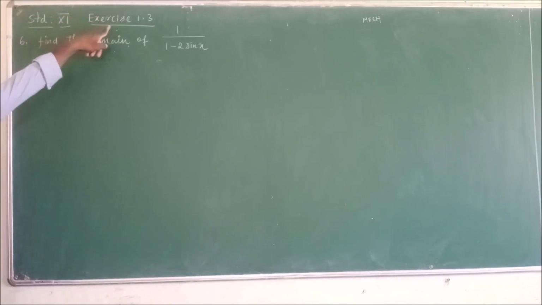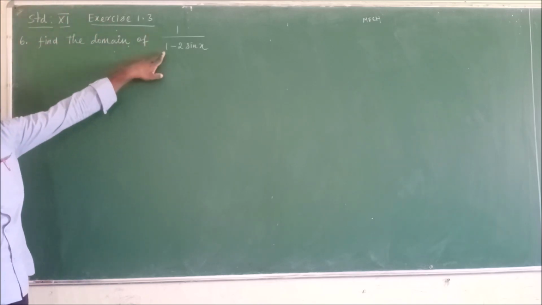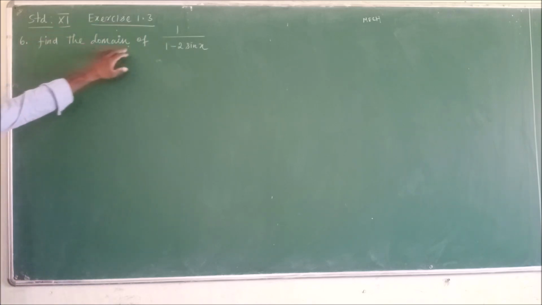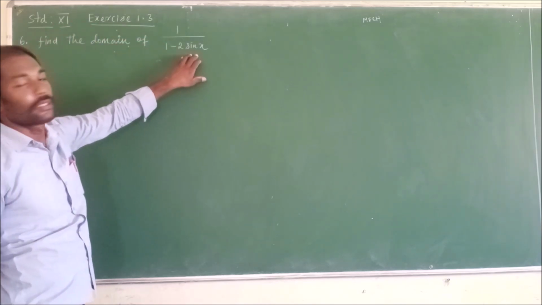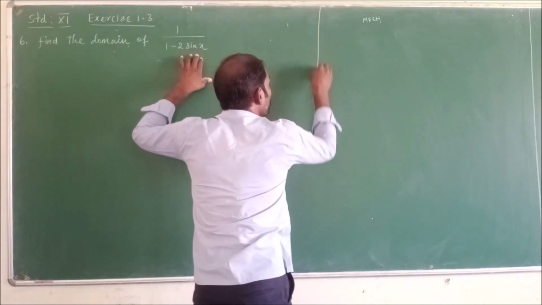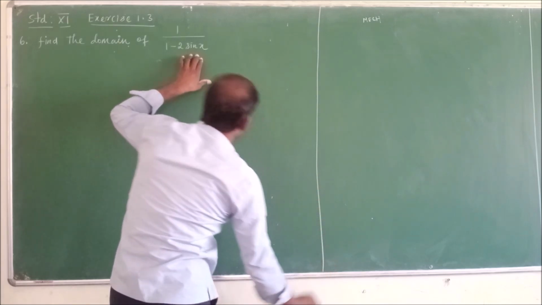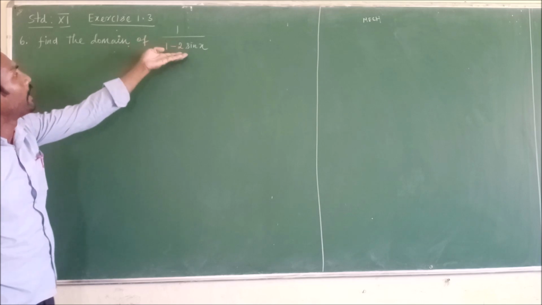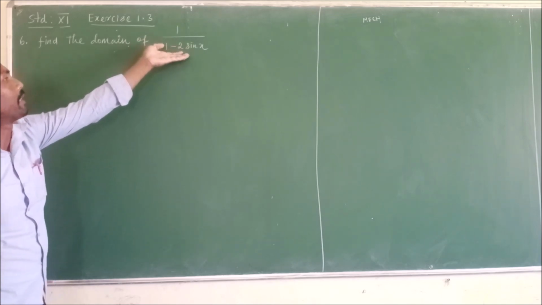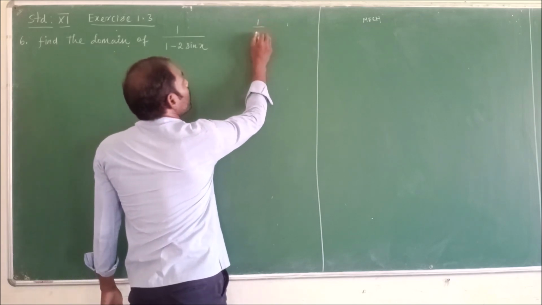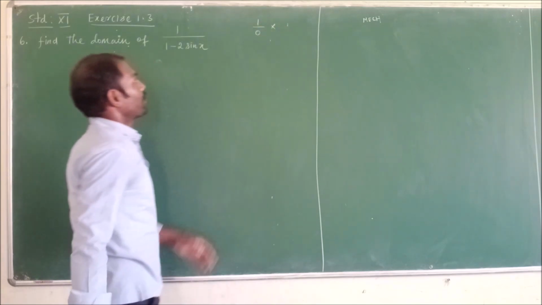11th standard exercise 1.3. Find the domain of 1 by 1 minus 2 sin x. Find the domain of 1 by 2 minus sin x. So we have discussed what is meant by domain. So what is meant by domain? The domain is nothing but the denominator term does not equal 0. It is clear that 1 by 0 does not exist.